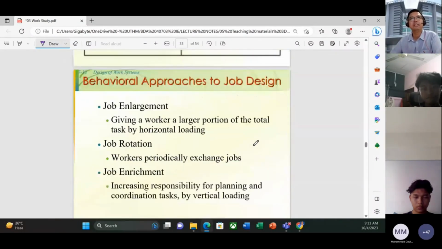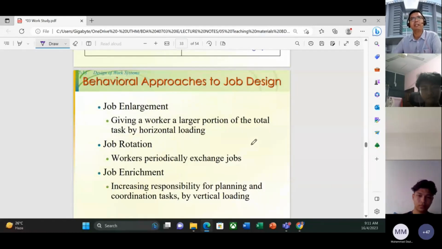In order to design a job based on the behavioral approach, we have three types. The first one is job enlargement. So what is job enlargement? Giving a worker a larger portion of the total task by horizontal loading. For example, this worker is only standing.